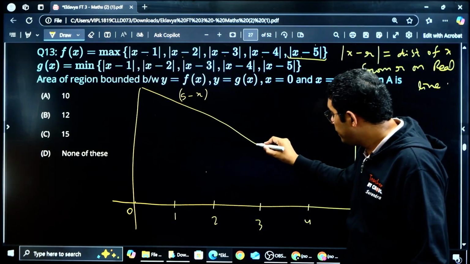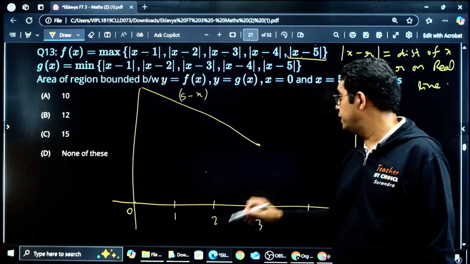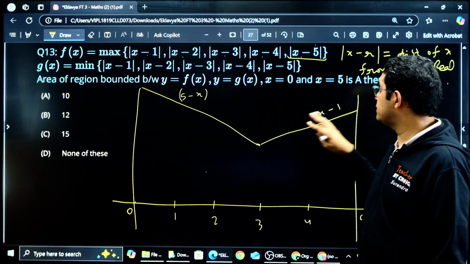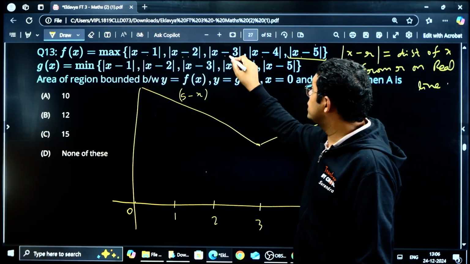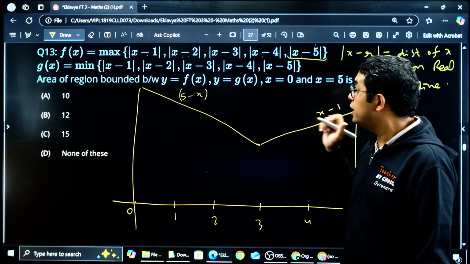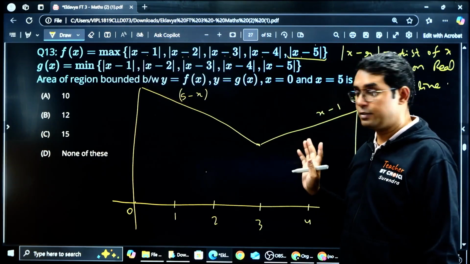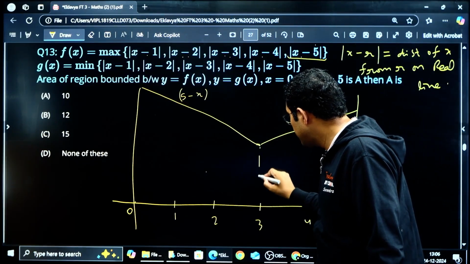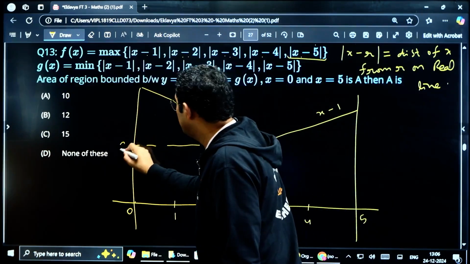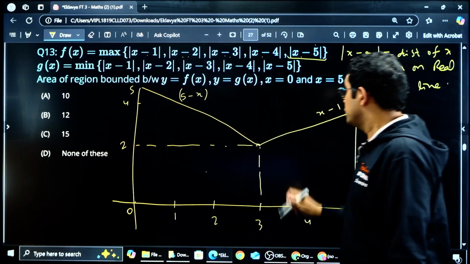So up to 3 the value will be given by this function, and after 3 you can see the maximum distance will now be from 1. And it will now be x minus 1 because x is greater than 3, so mod x minus 1 will be written as x minus 1. These mod x minus 2, x minus 3, x minus 4 will always give you intermediate values. They can never give you maximum values as compared to mod x minus 1 or mod x minus 5, so they are useless for us for this f(x) at least. So this will be the graph of f(x), and this point is where the value comes out. At 3 it will be 2, at 0 it was 5, here it was 4. So this is the graph of f(x).